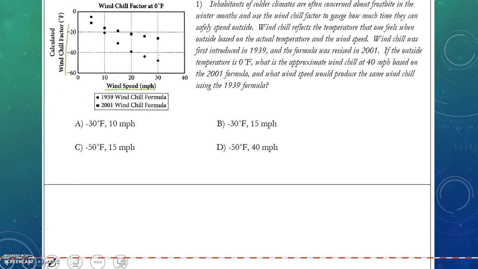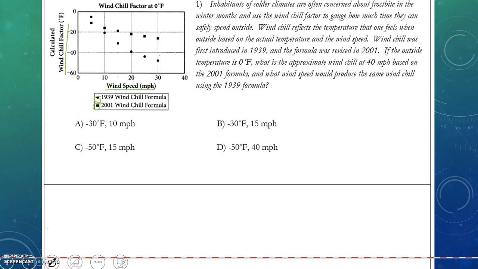If you notice, it has two separate dots. It has the round ones and the square ones. So we have actually two separate scatter plots on this. It says if the outside temperature is 0 degrees, what is the approximate wind chill at 40 miles per hour based on the 2001 formula? And what wind speed would produce the same wind chill using the 1939 formula? So it's asking two questions, and so two separate answers.